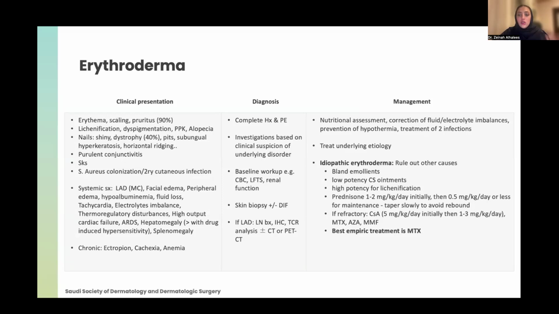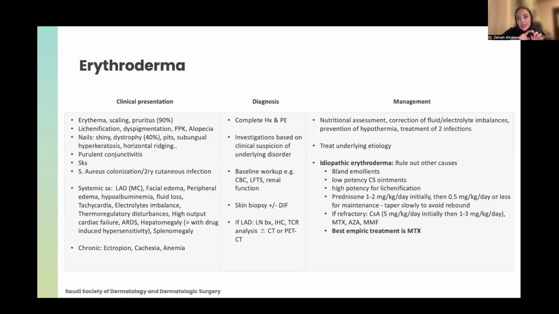Later on, as the erythroderma becomes more chronic, you can have lichenification, dyspigmentation, you can have PPK, so palmoplantar keratoderma, and they can develop alopecia. Their nails later on tend to become shiny. Usually it's from scratching their skin. It's like you're using a buff on your nails and then it shines. So this is what happens with their nails. But later on, they can also develop nail dystrophy, and other signs give you clues of underlying disease.